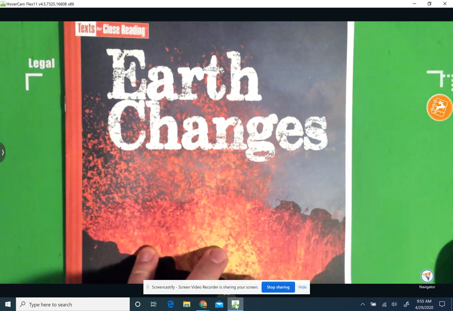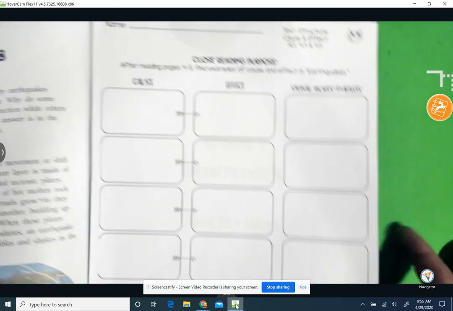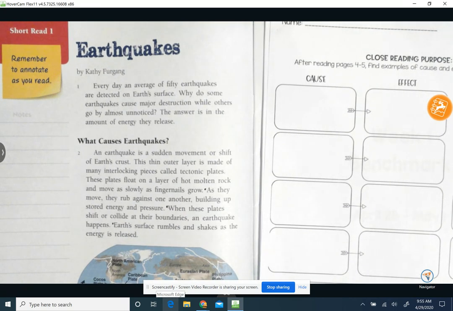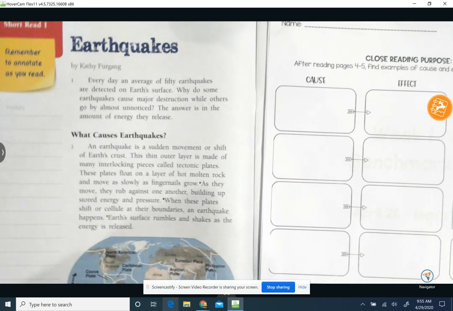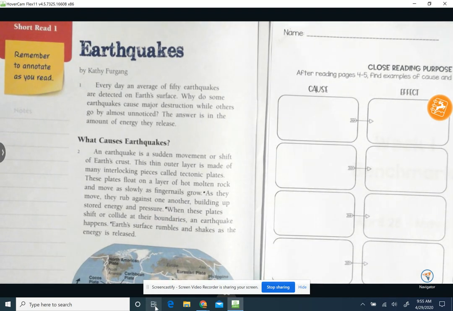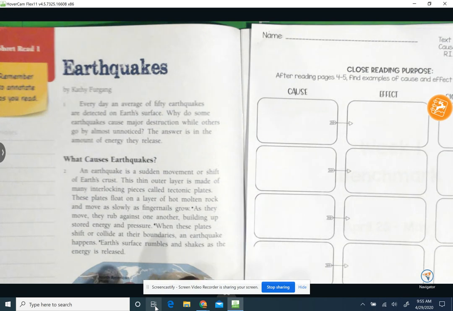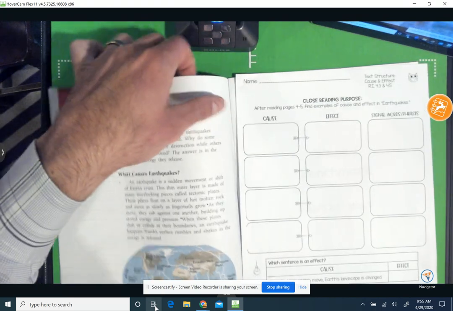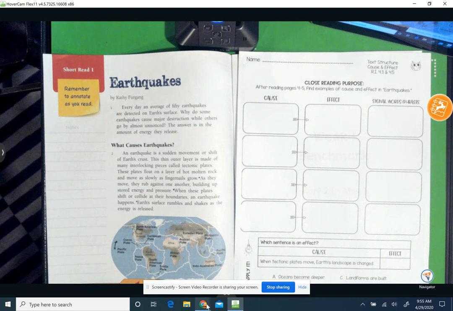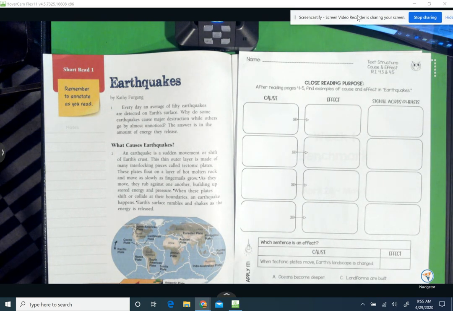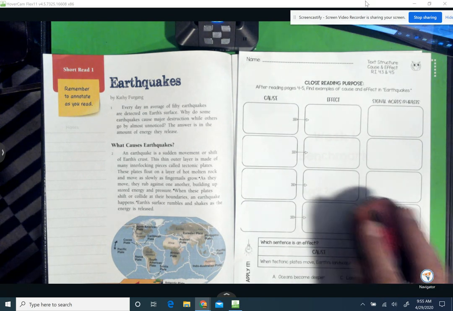Well, usually what the case is going to be is first, you're going to be reading a sentence, and that sentence is going to have the cause in it. And then in the next sentence or within the next few sentences, you're going to get the effect. Okay. So we are reading out of our Earth Changes book, and our first article is on earthquakes. So earthquakes is going to be a great way to explain cause and effect and help us to identify some causes to their effects.